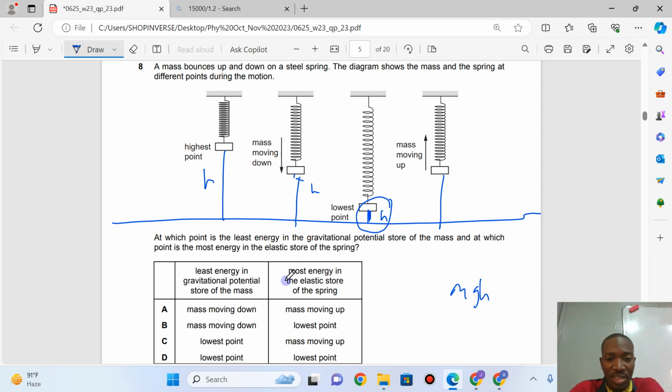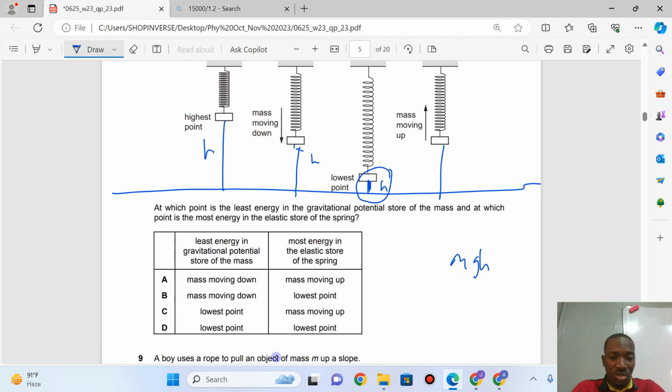Most energy in the elastic store of the spring. Where do you have most energy in the elastic store? That is when the spring is stretched the most. And where do you have the spring being stretched the most? It's also here. Look at the spring. You see how stretched it is. The load has stretched the spring completely. Okay, so that makes D the correct answer. Lowest point. That makes D the correct answer to question number 8.